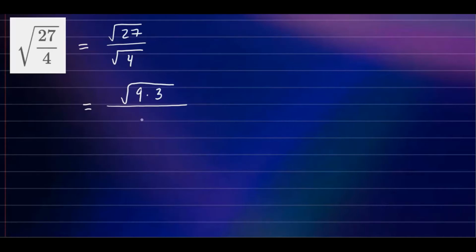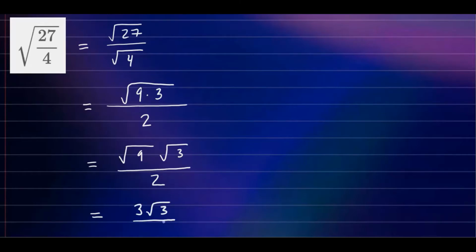where one is a perfect square and the other number is a non-perfect square, which is fine. On the bottom, the square root of 4 simplifies to 2 because 2 times 2 is 4. On top, we still have the square root of 9 times 3. Again, using the properties of radicals, this would be the square root of 9 times the square root of 3, and on the bottom, I still have a 2. Now for the square root of 9, you ask yourself what number multiplied by itself gives you 9. That would be 3. So it'd be 3 square root of 3 over 2, and we leave it right here. That's our simplified answer.